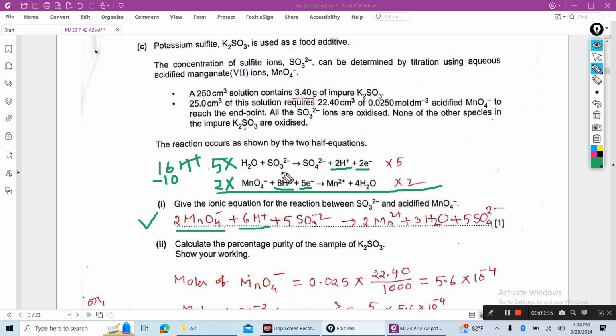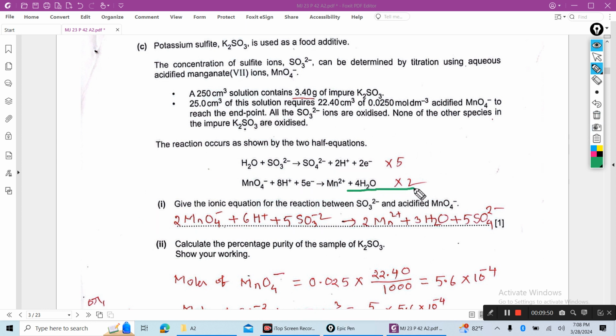Then 5 times sulfide ion, 5 moles of sulfide ion. Now right hand side, as 2 is multiplied, 2 Mn 2+ ions. Water: this is 4 times 2 is 8 water, now 5 ones are 5. So 8 minus 5, right hand side 3 moles of water. Then sulfide ion, 1 times 5, 5 sulfate ions. This is the ionic equation for the reaction between sulfide ion and acidified manganate ion.